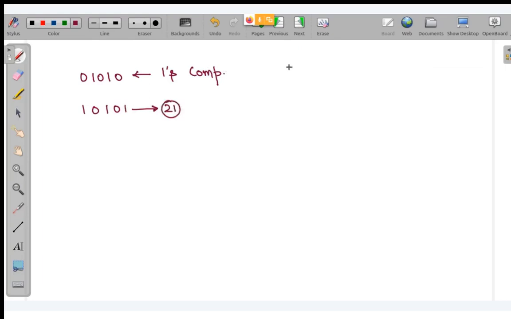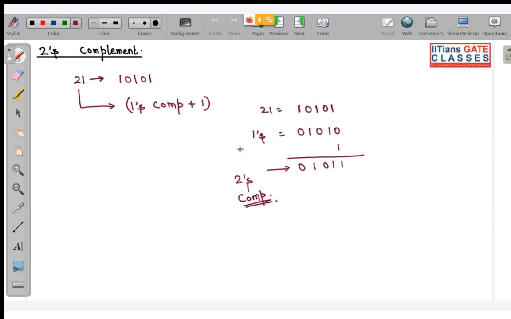So for getting the original number, you take the ones complement of the given ones complement number. Now same thing over here. If I told you that 0 1 0 1 1 is the twos complement of a number, find out the original number.